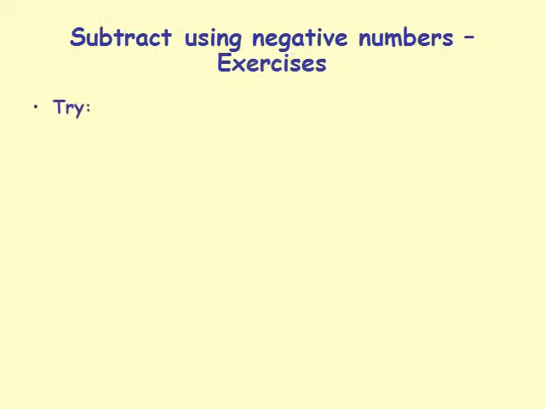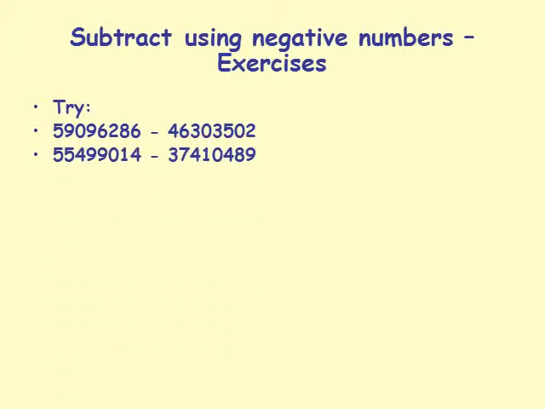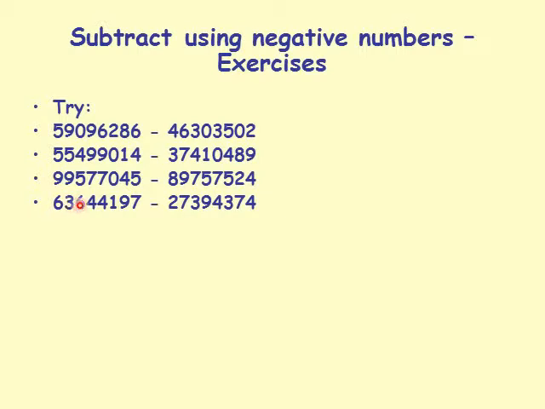Some exercises now. Try these. 59096286 minus 46303502, 55499014 minus 37410489, and some more. I have 8-digit examples here, and if you are uncomfortable doing 8-digit subtraction, drop off a few columns on the right. So if six digits is what you would rather do, then do 636441 minus 273943.